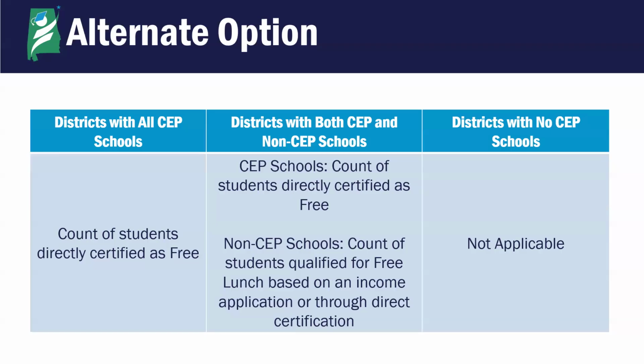And this is not applicable with a district that has no CEP schools. There is not an alternate option for poverty data for them. So this is an option that is only available to districts who have schools that are participating in the Community Eligibility Provision Program.